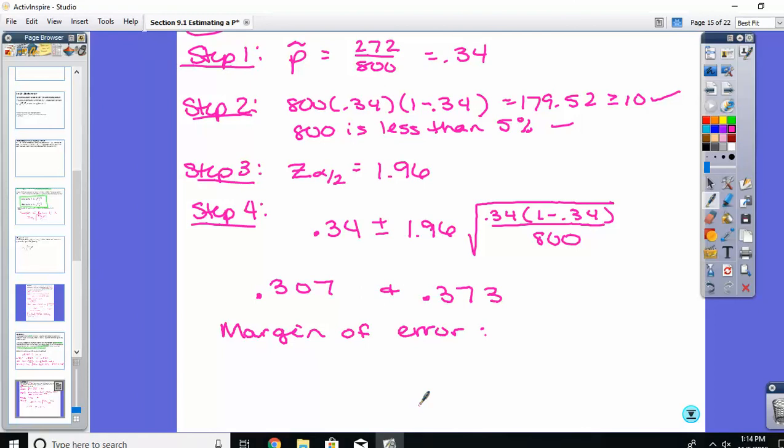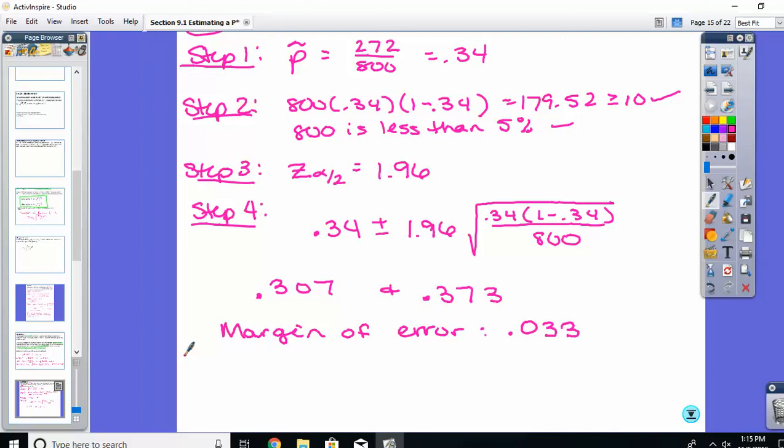If I want my margin of error, there are 3 ways you can calculate it. You could do your p-hat, subtract that value. You could just calculate the 1.96 times the square root. You could subtract those things, divide by 2, any of those options. So, what is my margin of error? Well, depending on how many decimal places used in your confidence interval, 0.03. So basically, that's the amount we're adding and subtracting each time.